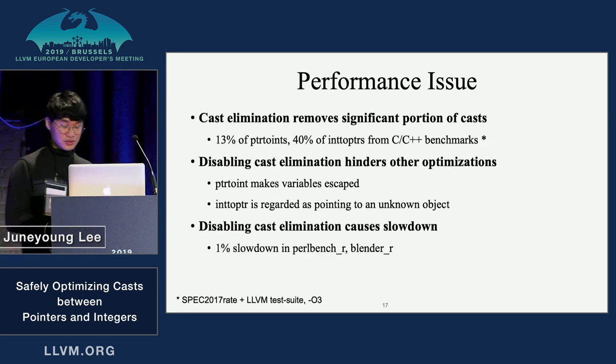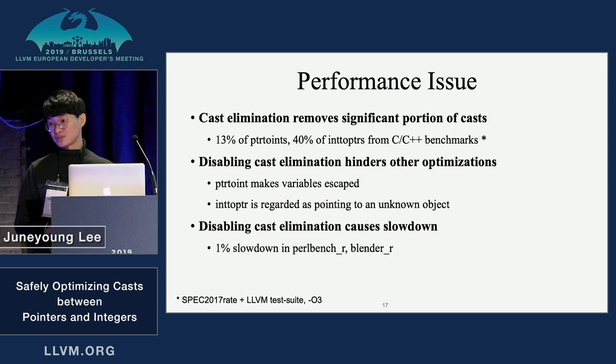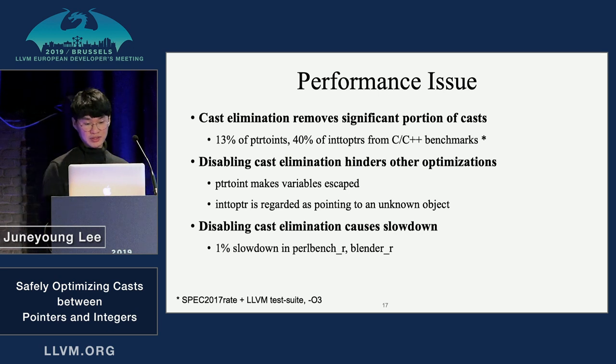Okay, now I introduce two kinds of representative optimizations which are unsound, but naively disabling those doesn't work because it may cause performance issues. Cast elimination is the first optimization in the previous two examples. It removes a significant portion of casts, and disabling cast elimination hinders other optimizations because pointer to integer casting makes variables escaped, and integer to pointer cast is regarded as returning a pointer that points to an unknown object. Also, empirically, it causes slowdown in several benchmarks like Perlbench and Blender in SPEC 2017.